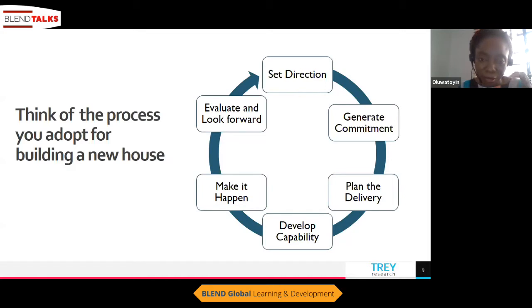And then one of the most important things, making it happen. A lot of good leaders actually suffer from not being assertive, making things happen.